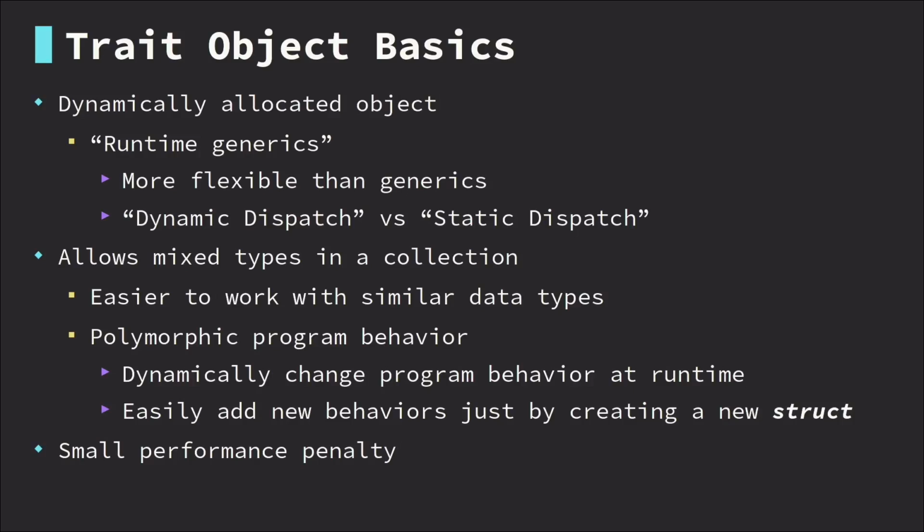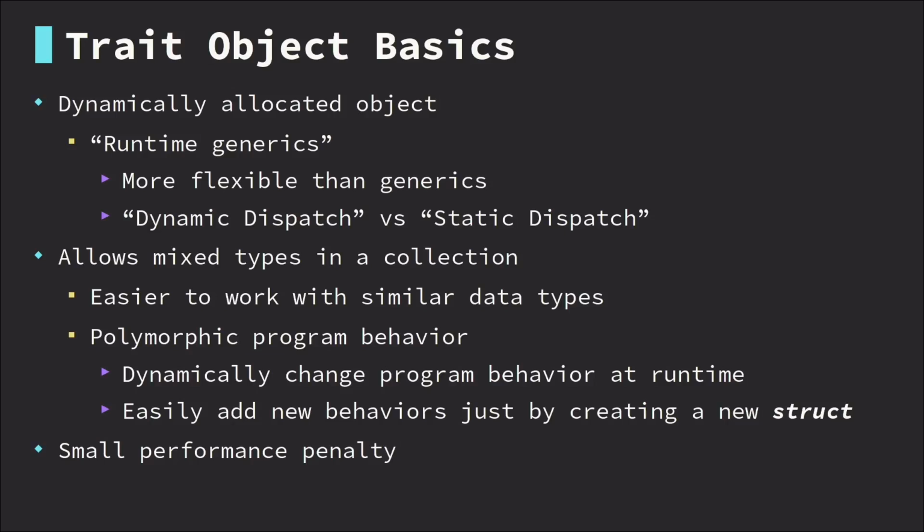One major benefit of using trait objects is mixed type collections. Normally, collections require that each item be the same type, but with trait objects, each one can have a different type and exist in the same collection. This makes it easy to work with data that has similar purposes. For example, we can place employees, managers, and supervisors into a single vector.